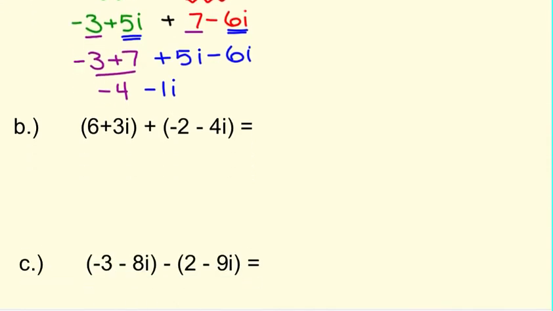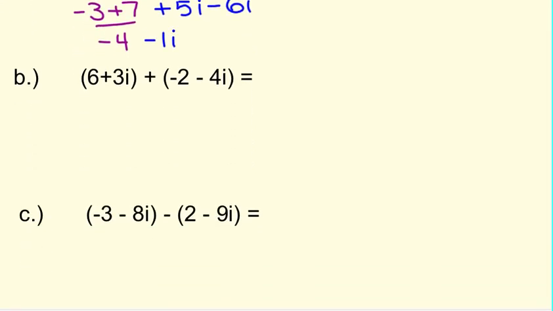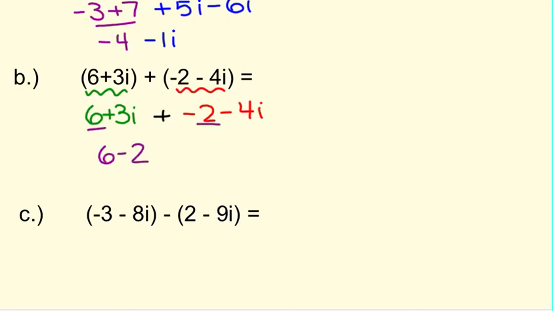Second example. We're going to add 6 plus 3i plus -2 minus 4i. And now we're going to combine like pieces together. So we're going to pick apart our real pieces first. So there's our real pieces, 6 minus 2. And then our imaginaries, +3i, -4i. And now combine our terms.